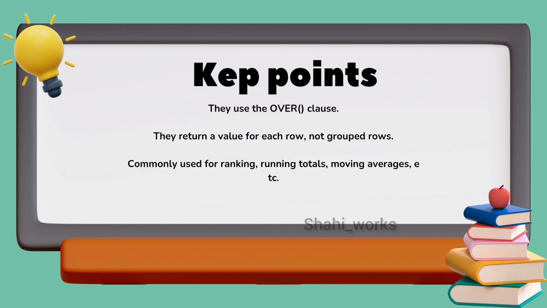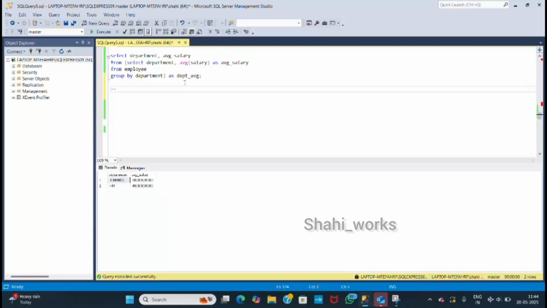Now let us see some of the key points. Window functions use the OVER clause. They return a value for each row, not in grouped rows. Commonly, they are very useful for calculating rankings, running totals, and moving averages, etc. Now let's see a real-time example.